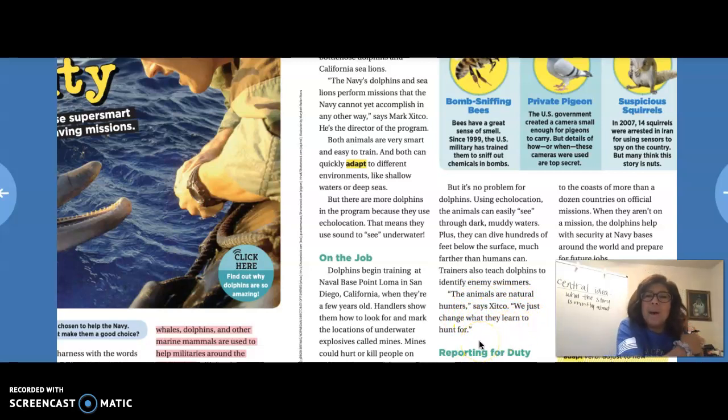So they're talking about what the dolphins are doing on the job. So they're getting trained in California when they're little, and they're using echolocation to identify some of the things that they're looking for. So they're looking for mines or other things that the military are needing them to locate.